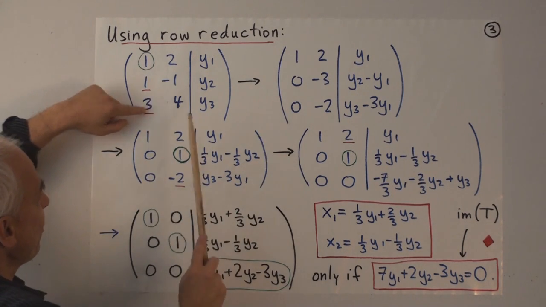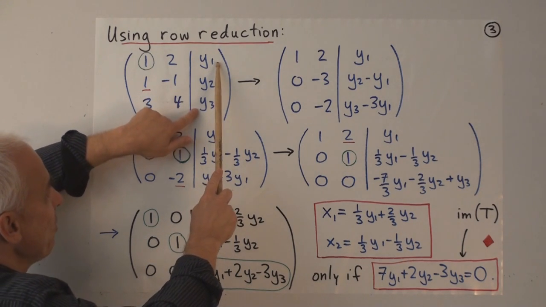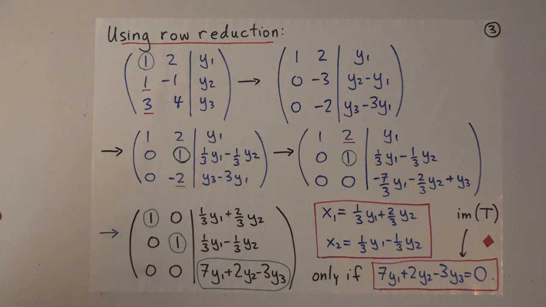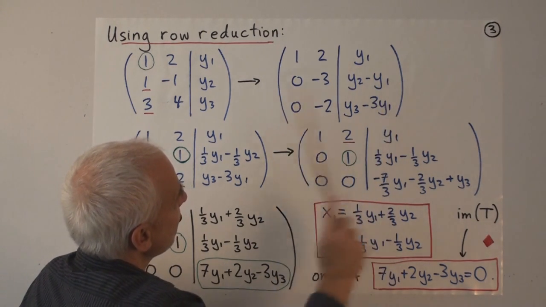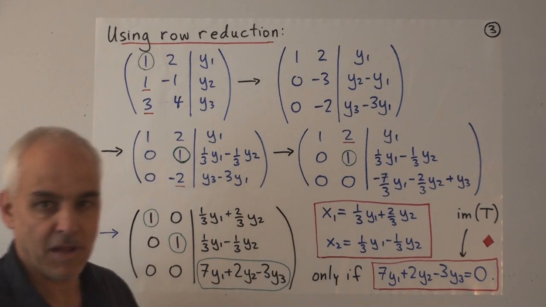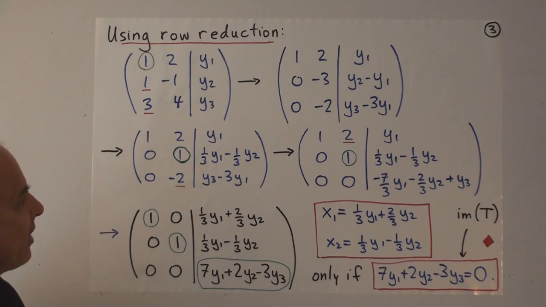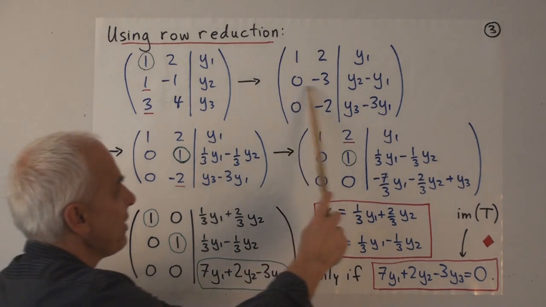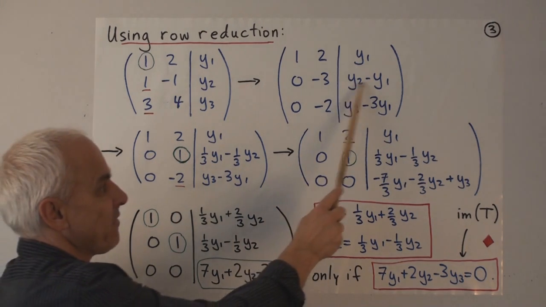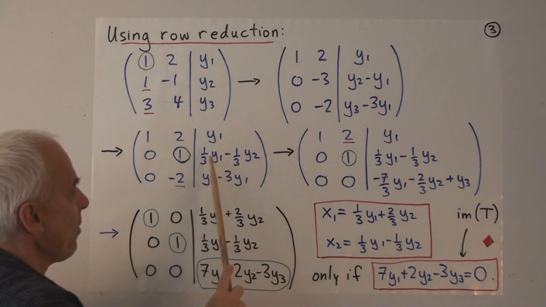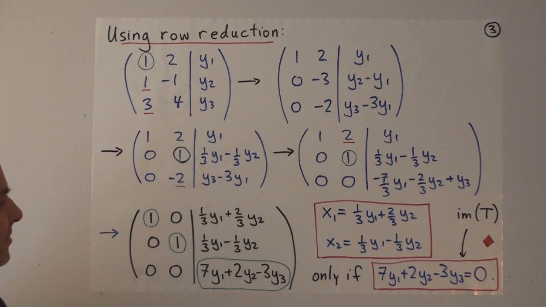3 minus 3 is 0. 4 minus 6 is minus 2. y3 minus 3y1. Okay, now we've got something here. We would like that to be a 1. We could divide by minus 3 to make that a 1. So let's do that. I've just copied it over here and I've divided this row by minus 3. So there's now a 1 there. That'll give us a bit of fractions here. So it'll be 1/3 y1 minus 1/3 y2 on the right-hand side.